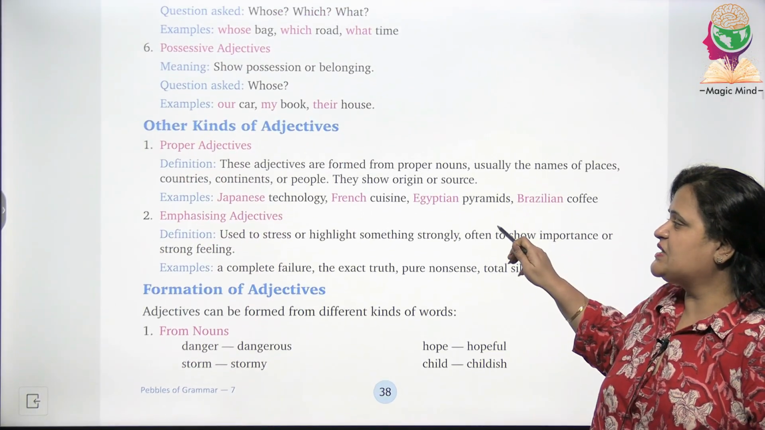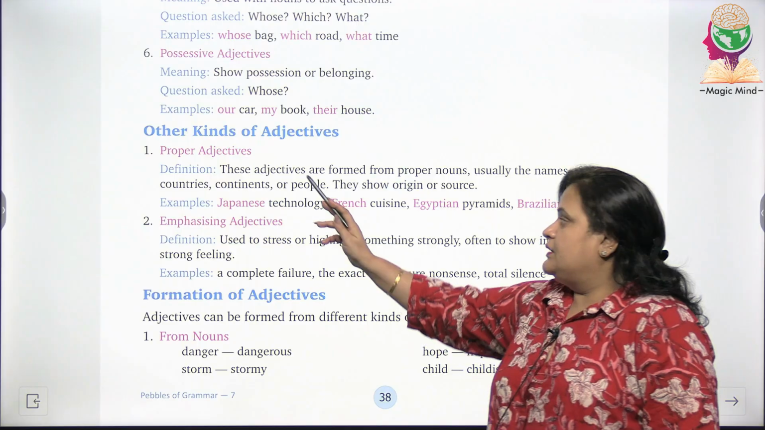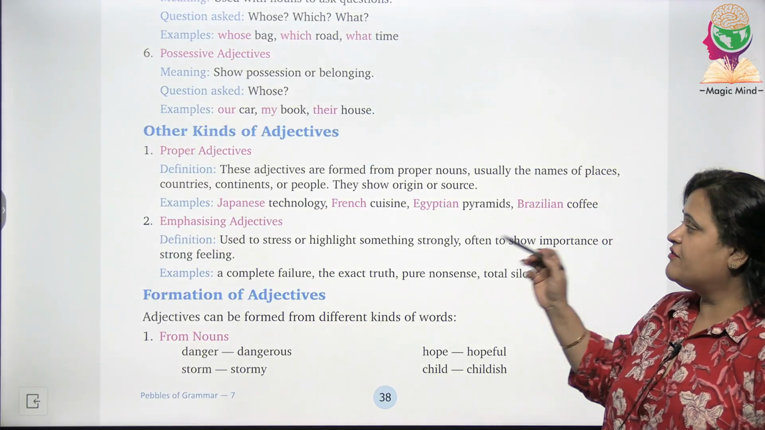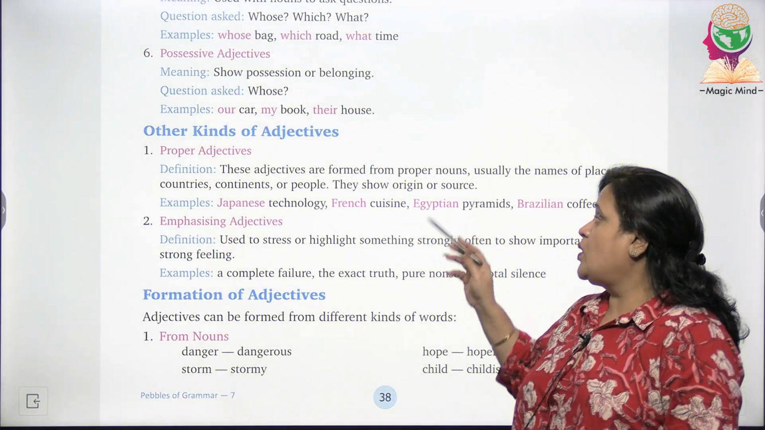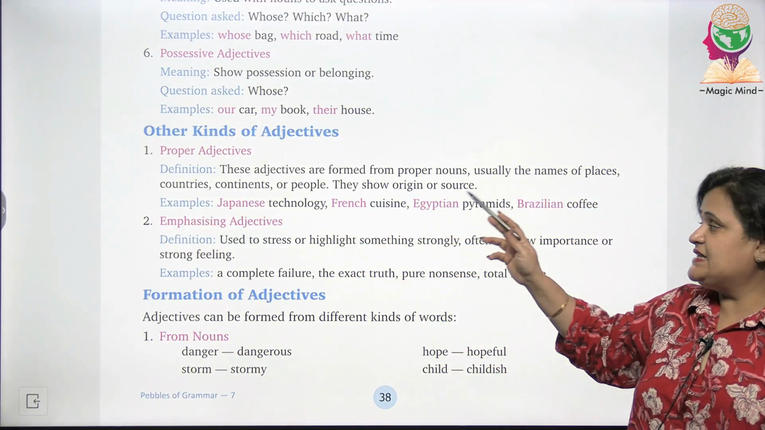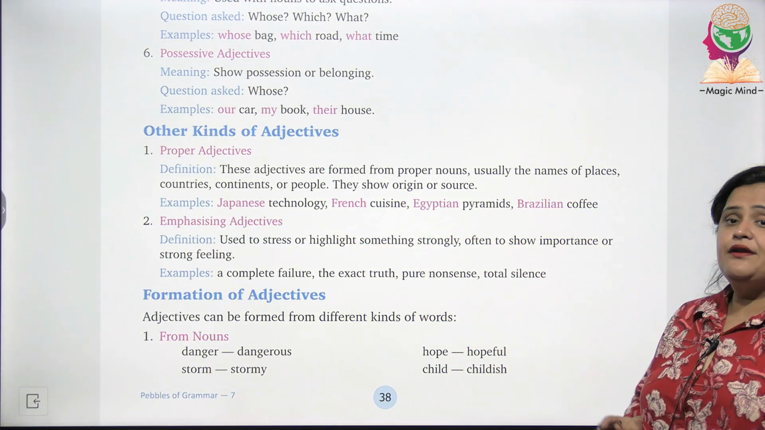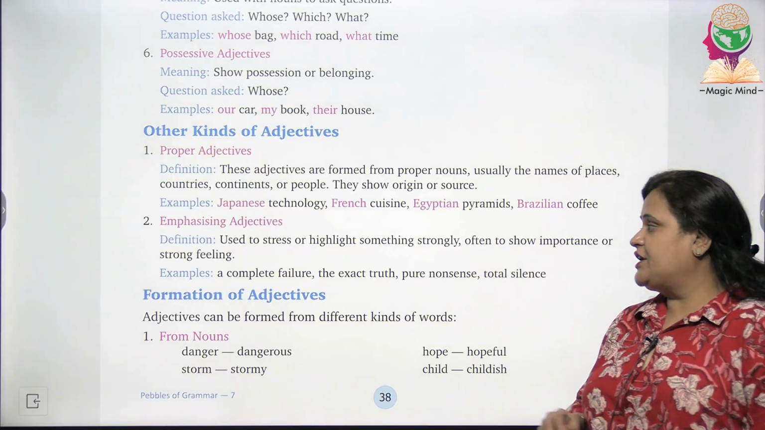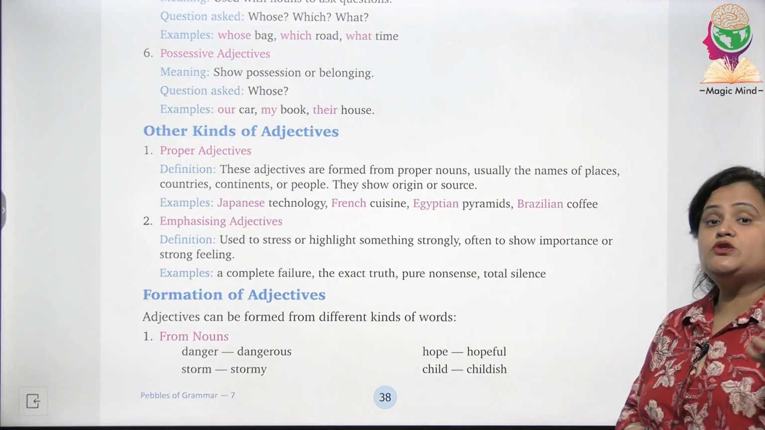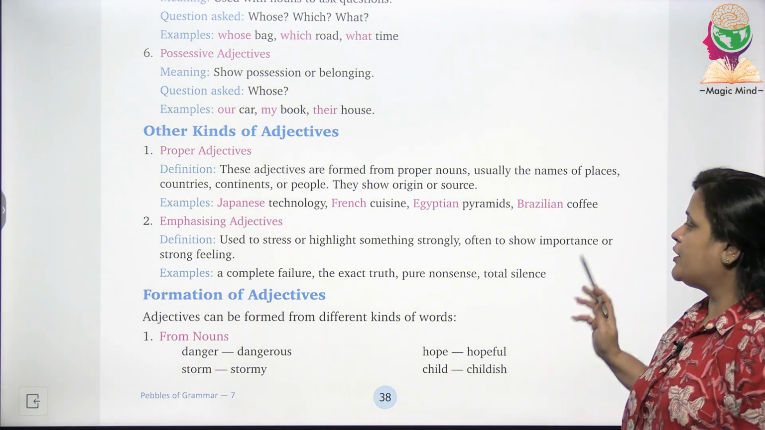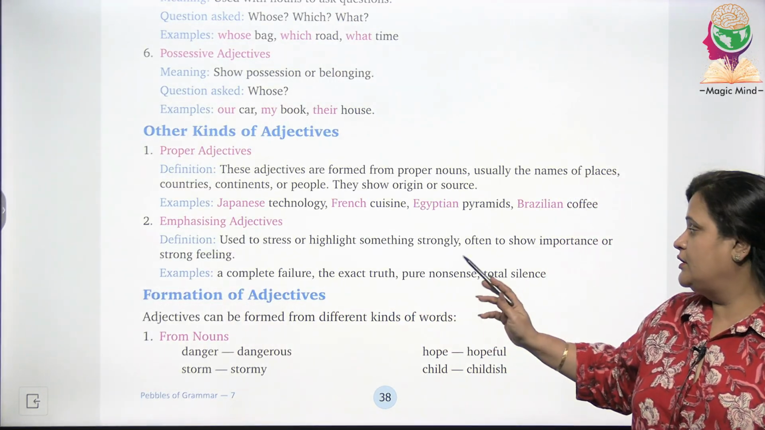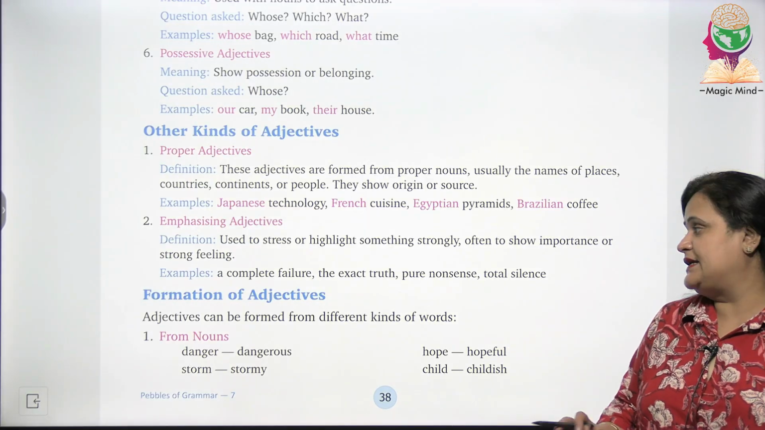Other kinds of adjective में सबसे पहले आता है proper adjective. These adjectives are formed from proper noun, usually the names of places, countries, continents or people. They show origin और सोर्स, जैसे कि जापानीज टेक्नोलॉजी, फ्रेंच कुजीन, इजिप्शियन पिरामिड्स, ब्राजीलियन कॉफी. एम्फेसाइजिंग एडजेक्टिव्स यूज्ड टू स्ट्रेस और हाईलाइट समथिंग स्ट्रांगली. किसी चीज को स्ट्रांगली हाईलाइट करते हैं, ऑफन टू शो इंपॉर्टेंस और स्ट्रांग फीलिंग. अ कंप्लीट फेलियर, द एग्जैक्ट ट्रूथ, प्योर नॉनसेंस, टोटल साइलेंस.